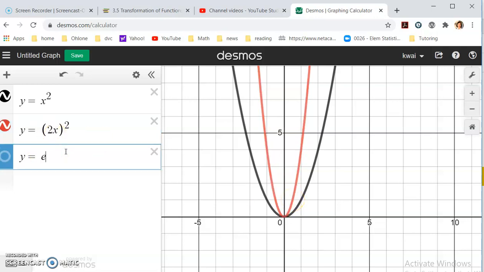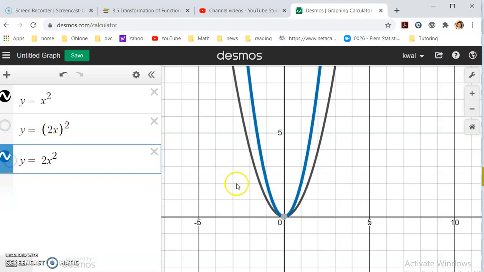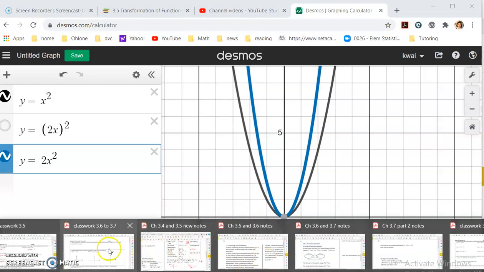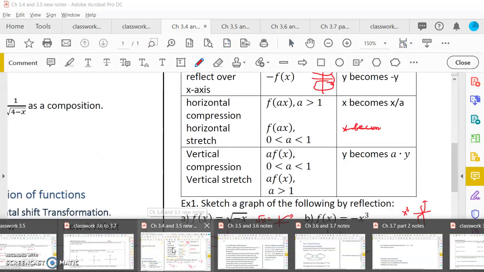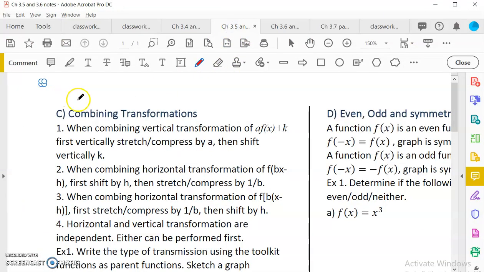And of course, if you do 2 times x squared, this is actually stretching. At x equal to 1, the same x, y would equal 2. So you look at things from a different point of view. You look at the same x or the same y when you do your compression, horizontally or vertically. Okay, so let's go back to our 3.5 combining.